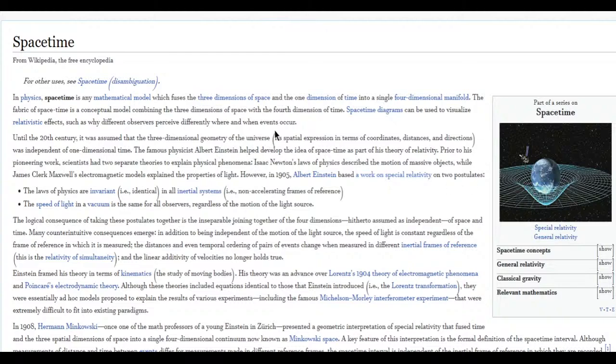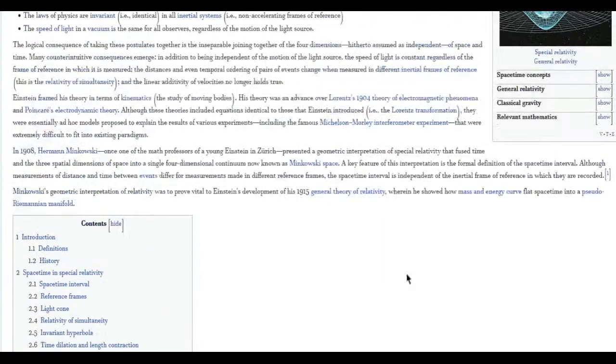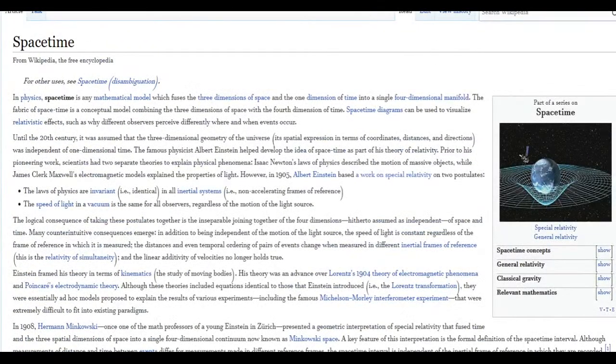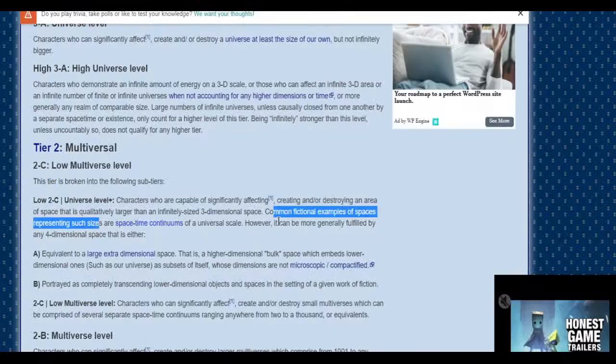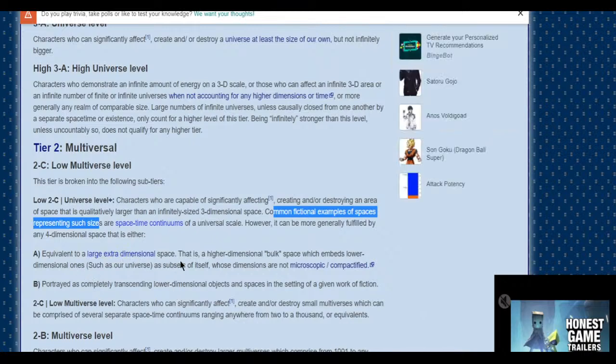Now we figure out what a space-time continuum is. A space-time continuum in this aspect encompasses the movement of space and time folded within itself. This includes history, or moving forward and back. All right. So keeping it shorter, it could be more generally fulfilled by any four-dimensional space as well. Part A, any large or extra-dimensional space. This is the higher dimensional bulk space. That can be complicated, but I can give a series example later.